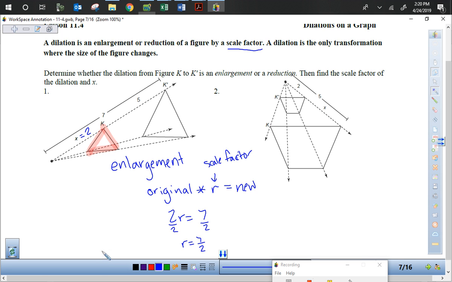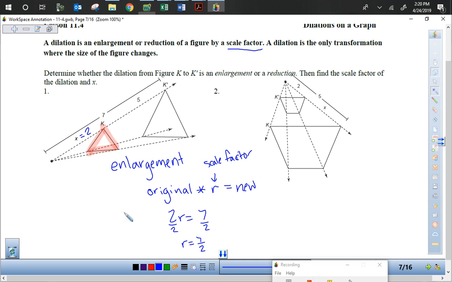Now, what that really means for us, we're used to thinking about numbers more commonly in decimals. If you take 7 divided by 2, it gives you 3.5. That tells us this figure is being stretched by 3.5.